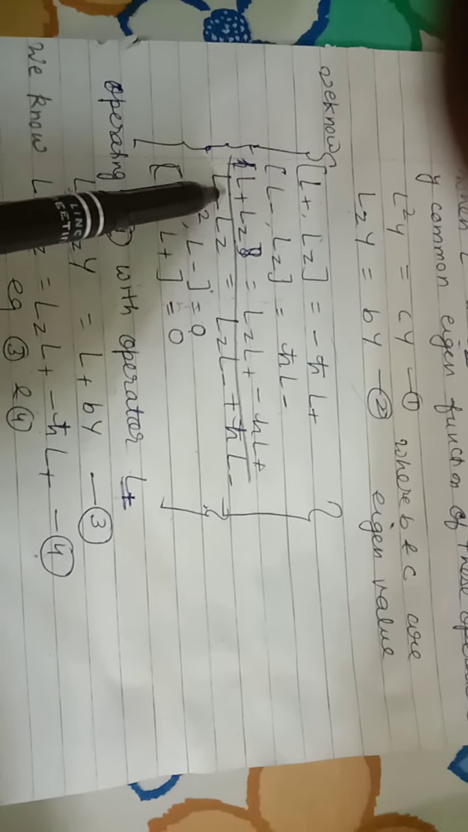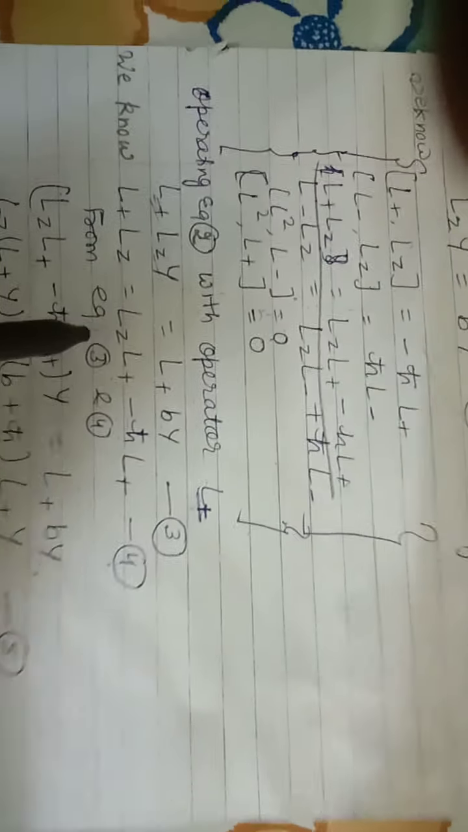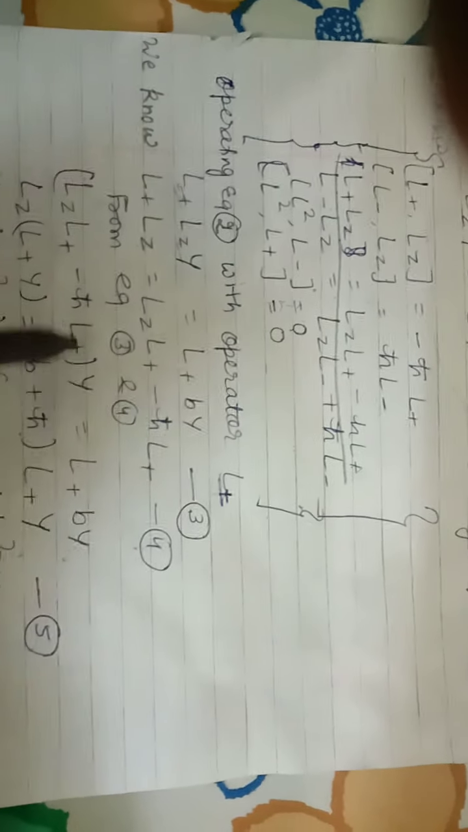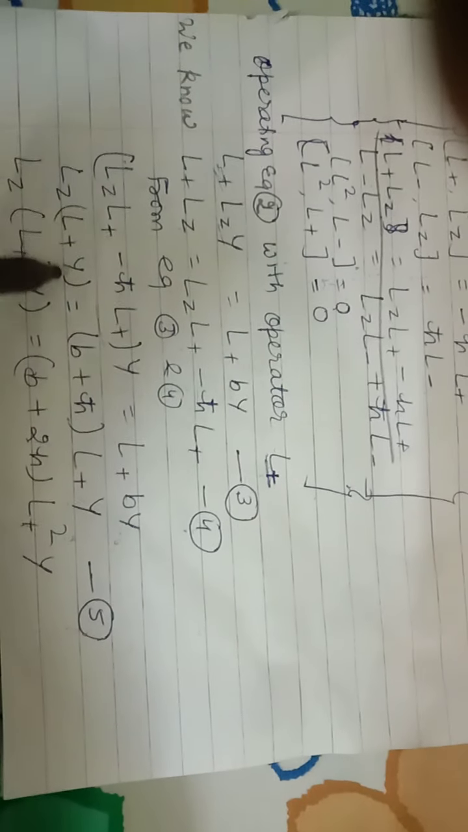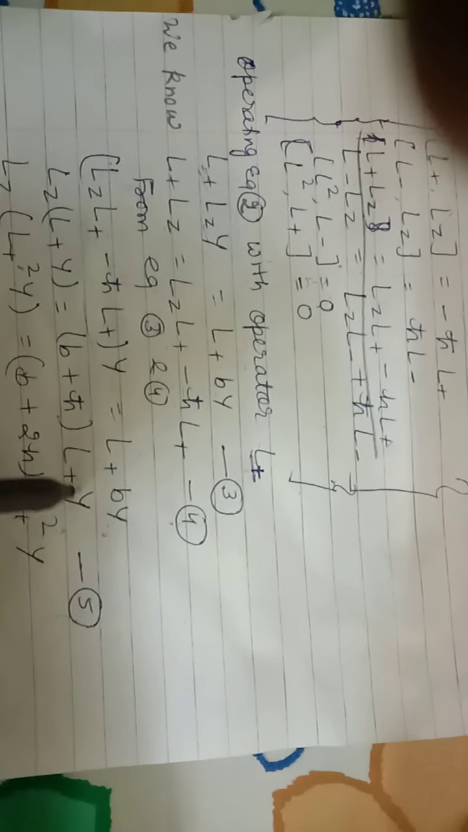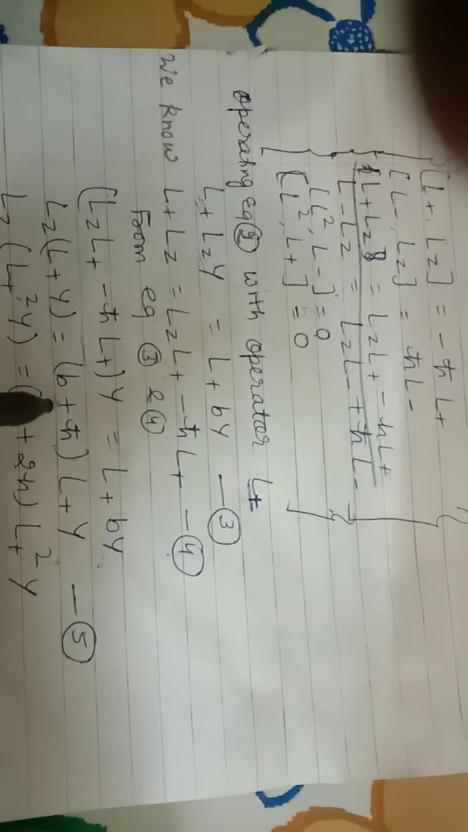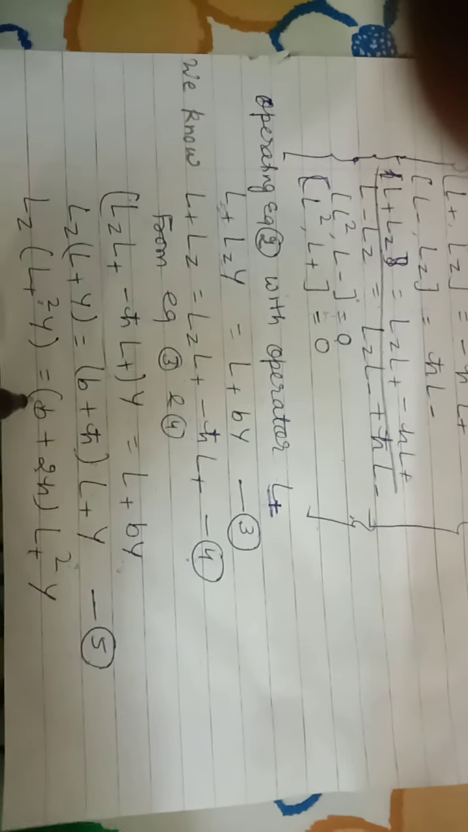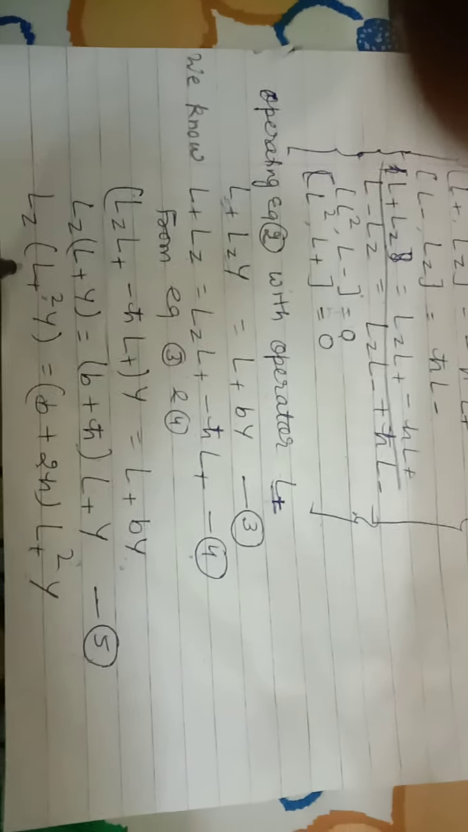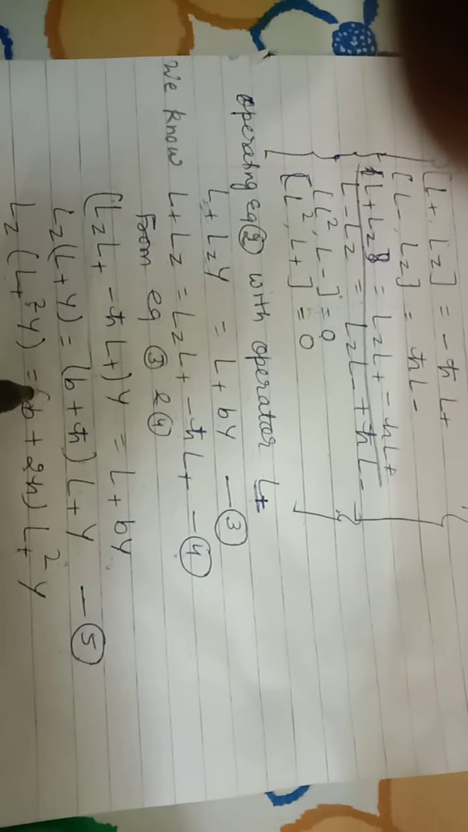Now we know the value of L plus Lz, which is represented here by equation number 4. From equations 3 and 4 we get the following equation. On rearranging, we get equation number 5. This is the final equation 5. Here we have applied the operator one time. When we repeat this operator once more, the equation is converted into Lz L plus square ψ is equal to B plus 2ħ times L plus square ψ.